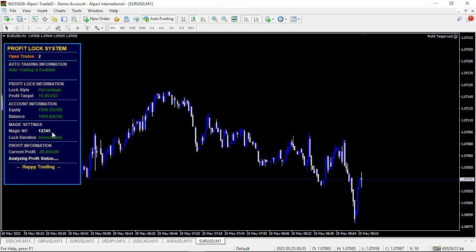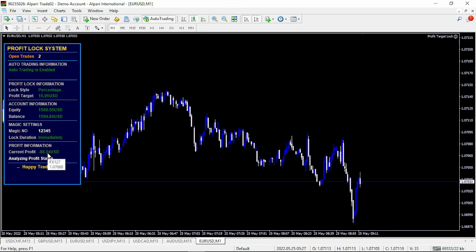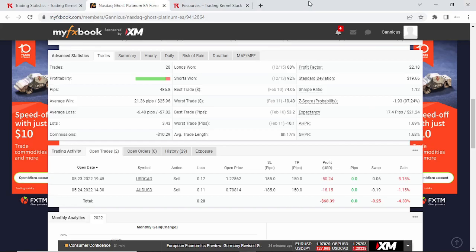Okay, and then the magic number is 12345 for NASDAQ Ghost. We have 2 trades open, and the current profit is minus 88 USD, which we don't really care about. We're trying to hold out for the profits. Whenever the account balance gets up to our profit target, profit lock automatically does what it's supposed to do. So that's it for NASDAQ Ghost Platinum version 2.